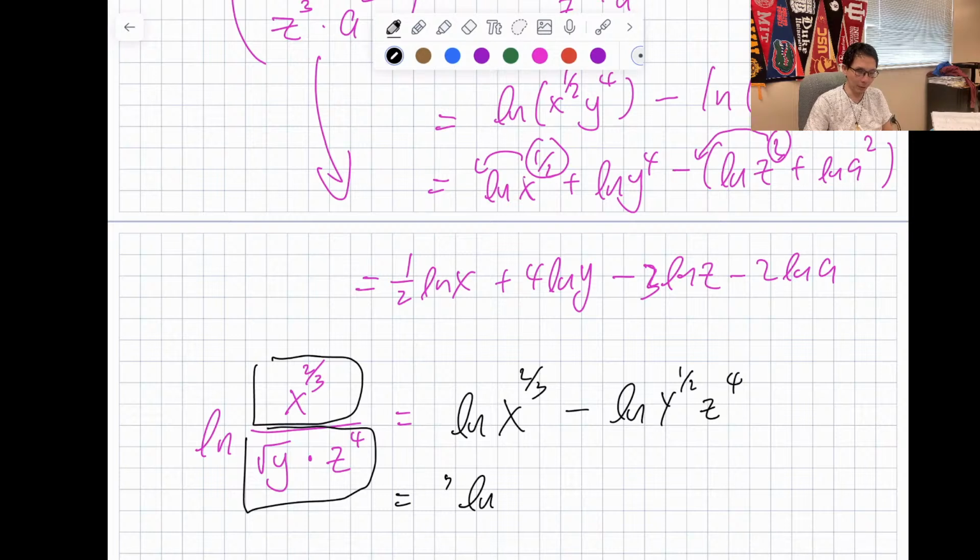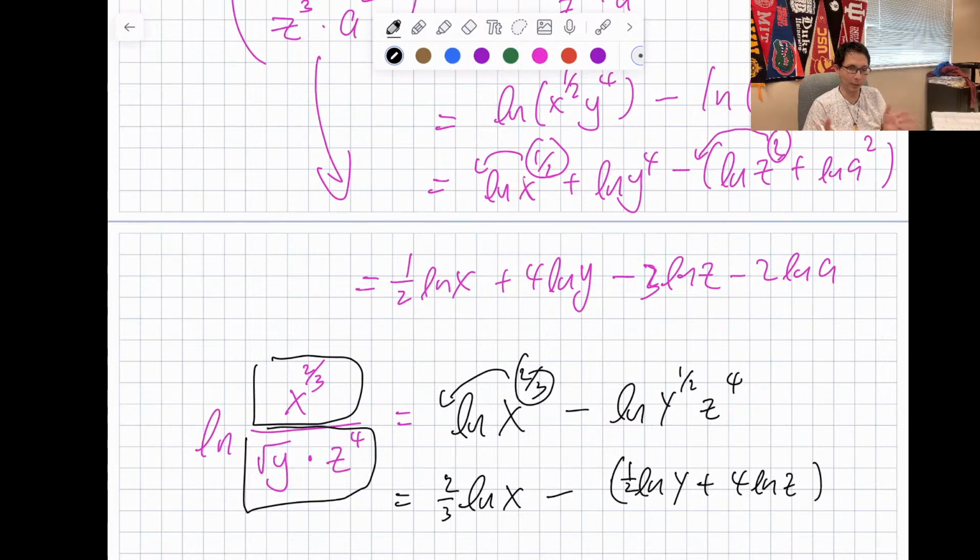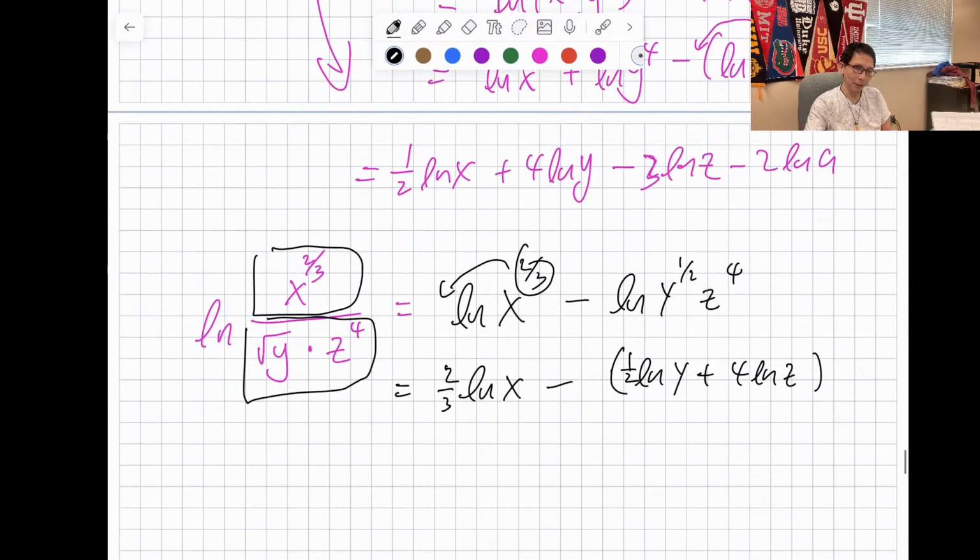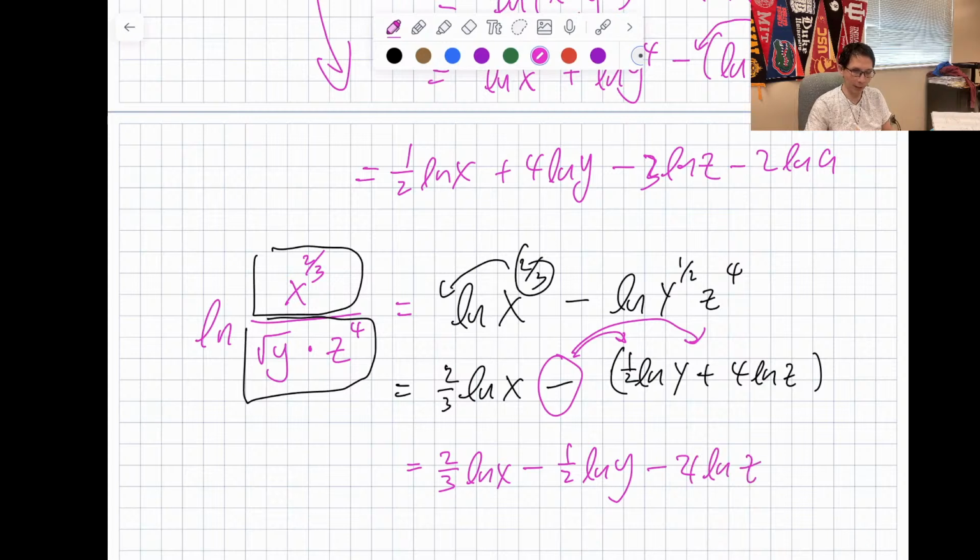Now this one is going to be 2/3 log of x, because 2/3 can drop in the front. All the power can be in the front. Minus, now this one's going to be ln of y to the 1/2, plus 4 ln of z, because they are multiplying, so that becomes adding. The power also comes down. But the problem is most people forget this negative sign is going to distribute to both of them, because you divide on both. So 2/3 natural log of x minus 1/2 natural log of y minus 4 natural log of z, and that's the expansion.